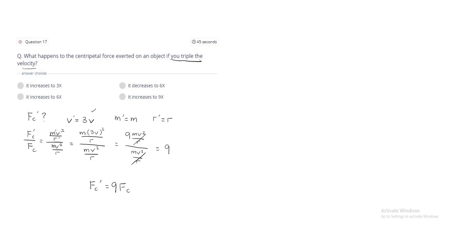And from there, we are able to know that the answer will be this: increases 9 times. So that's how you solve question 17, also a ratio question. Find the old situation, find the new situation, get the ratio between them. And from there, you are able to obtain the answer.